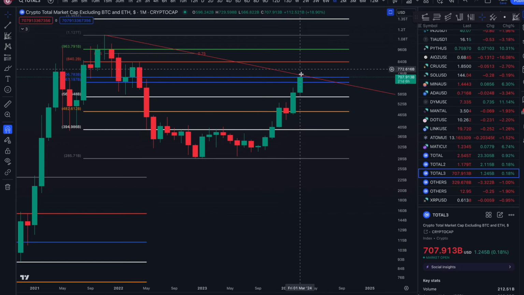So again, remember this line is so important. Once you break this line, all-time highs are coming for alts. It's going to be incredibly bullish. We're not there. We're almost there. So we just have to wait a bit. Again, for me, I'm not bearish at all on alts. I'm just waiting for the break.